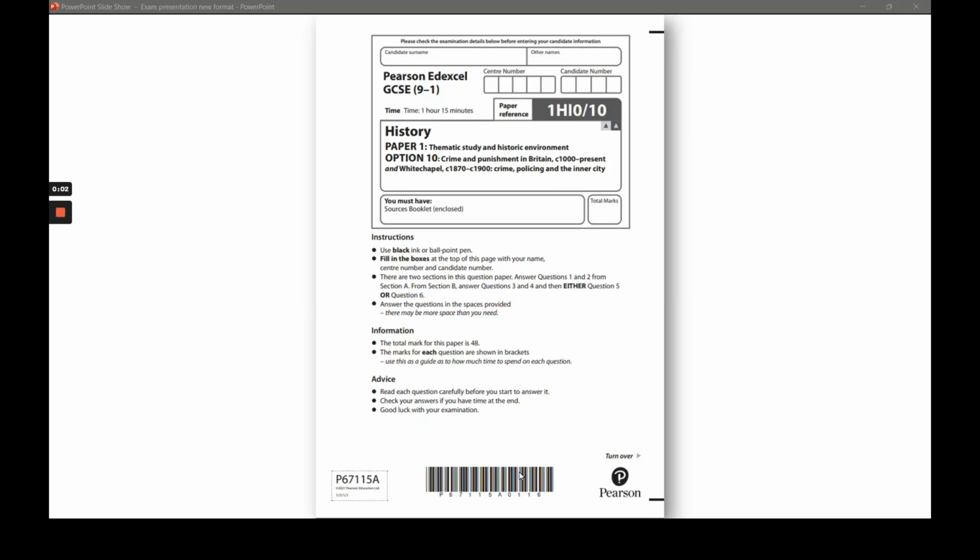This video will give you a few hints and tips about how to answer questions in GCSE Edexcel History Paper 1. The example that we're looking at is Crime and Punishment in Britain, and that's with Whitechapel. Remember, you need to answer most of the questions on this paper.